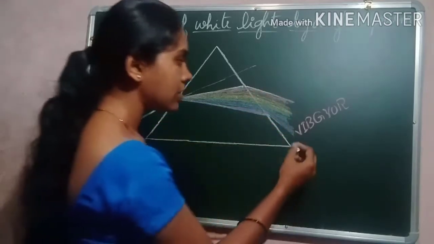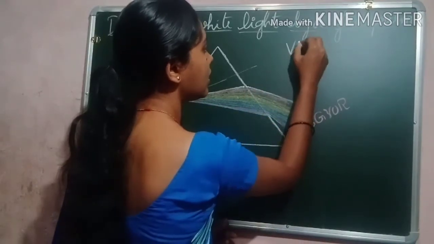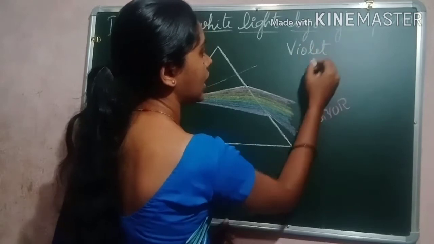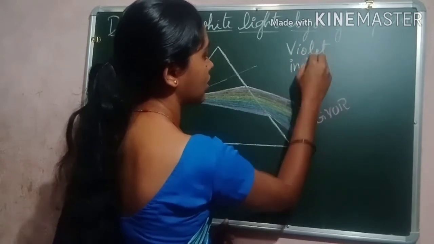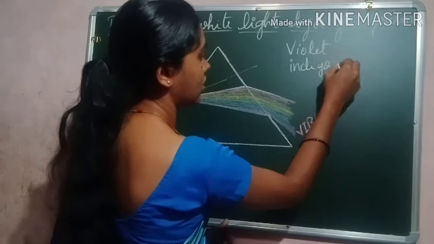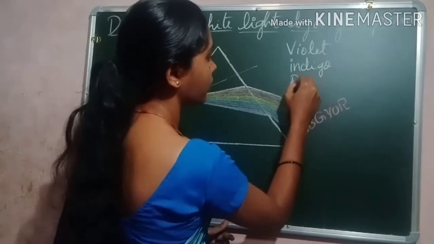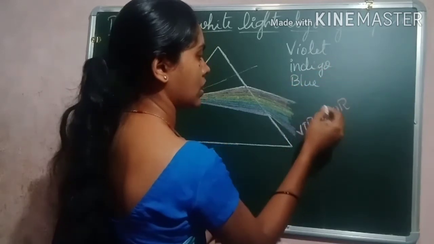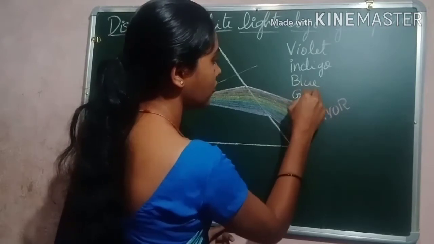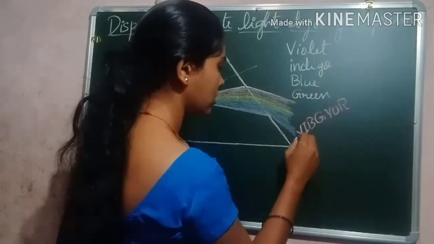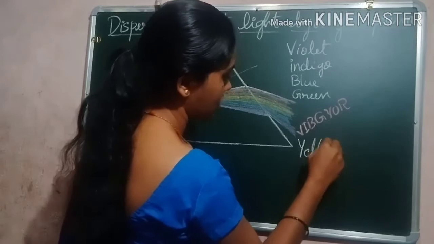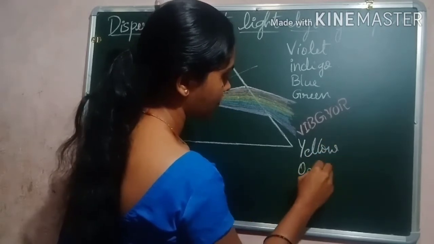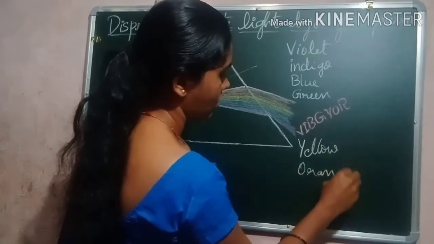So we have the colors violet, indigo, blue, then green, orange and red.